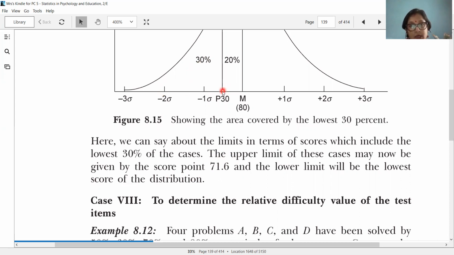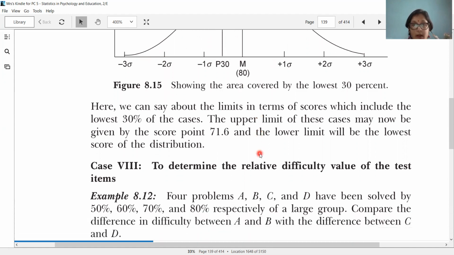So the upper limit of the lowest 30% of the cases is 72, and the lower limit will be the lowest score of the distribution. As you all know, when we go to this part, we will get the lower or lowest score, and when we go to this side, we will get the upper score. As it is the positive side and it is the negative side. I hope you are clear about my point.